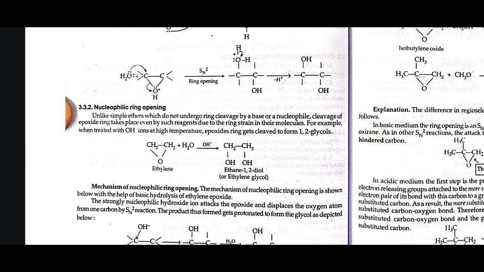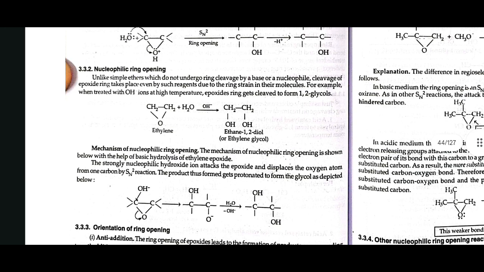Nucleophilic ring opening. Unlike simple ethers, which do not undergo ring cleavage by a base or a nucleophile, cleavage of the epoxide ring takes place even by such reagents due to the ring strain in their molecules. For example, when treated with OH- ions at high temperature, epoxide rings get cleaved to form 1,2-glycols. For example, ethylene oxide forms ethane-1,2-diol or ethylene glycol.